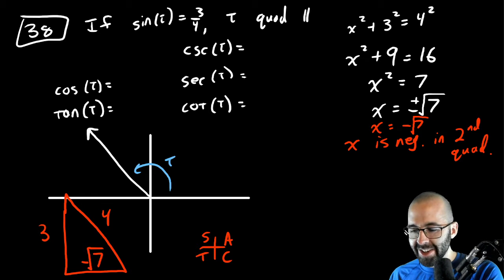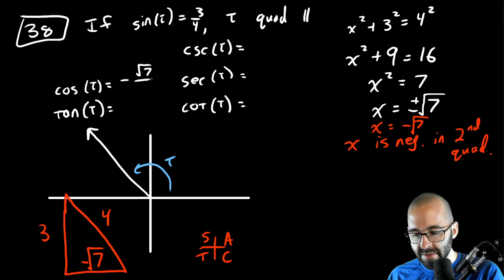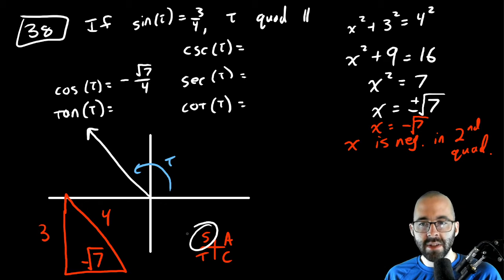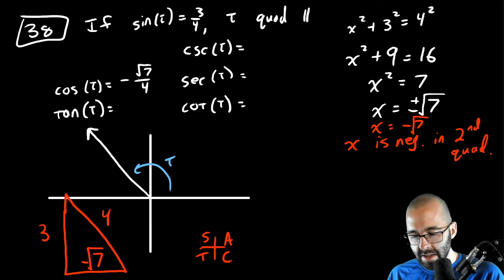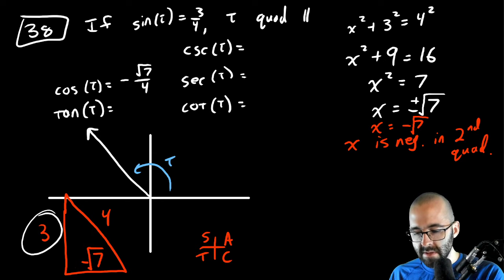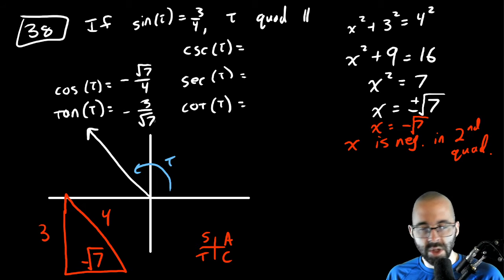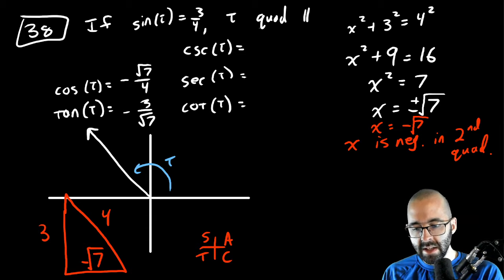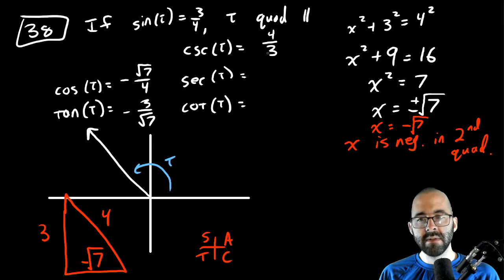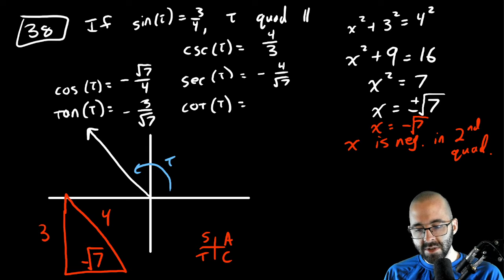Whew. So cosine is adjacent over hypotenuse. That's going to be negative square root of 7 over 4. We're expecting cosine to be negative in the second quadrant because sine is the only thing that's positive here. Tangent, opposite over adjacent. That's going to be negative 3 over the square root of 7. You don't have to rationalize the denominator here. And for the last three, just reciprocate. So cosecant is the reciprocal of sine. Secant is the reciprocal of cosine. You don't have to rationalize the denominator for me. And then cotangent is a reciprocal over here.